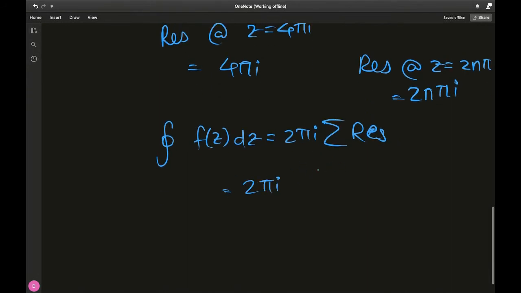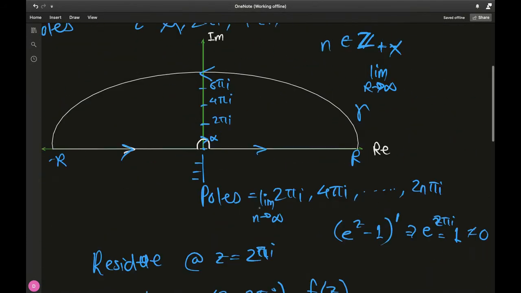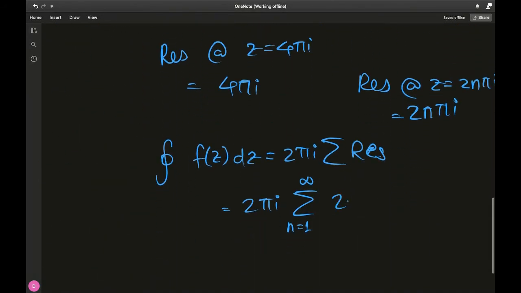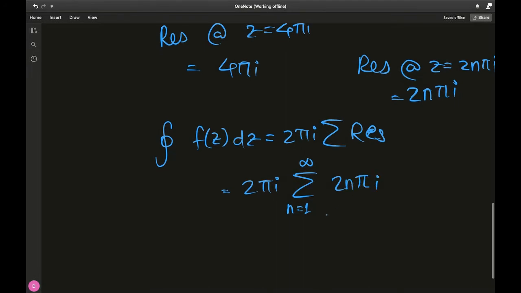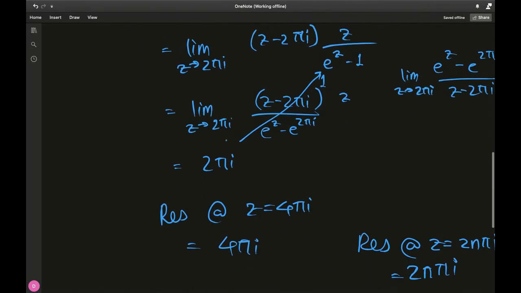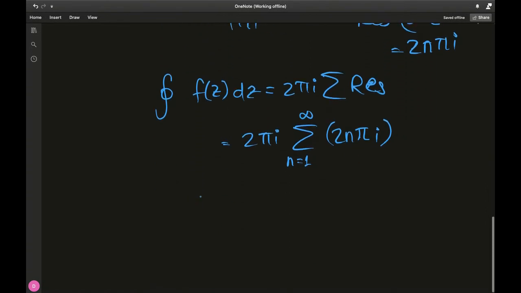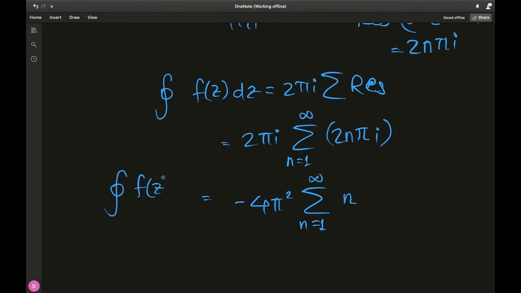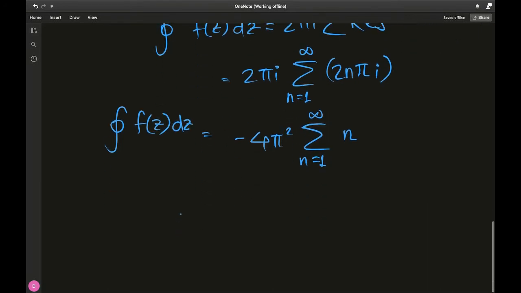So now, to sum over all residues, we can start the sum from n equals 1 and go to infinity, because we can accommodate an infinite number of them, and have 2n pi i like that, right? Because when n is equal to 1, we have 2 pi i, which was the first residue, and so on and so forth. So now we can actually factor out some things. We have negative 4 pi squared times the sum from n equals 1 to infinity of n. That's the contour integral of f of z dz. Okay, fair enough.